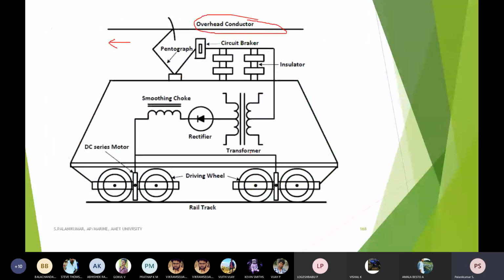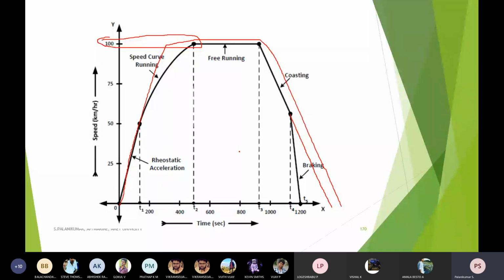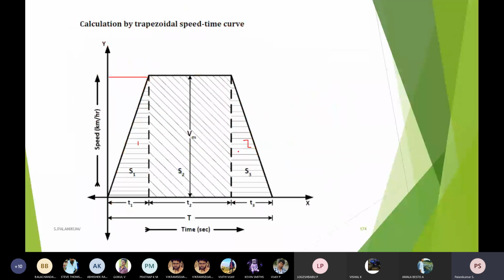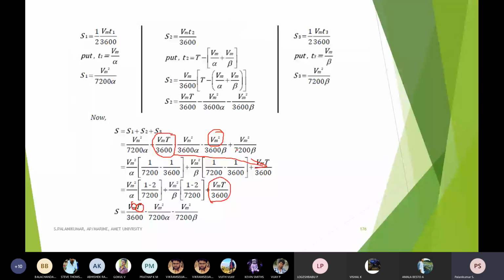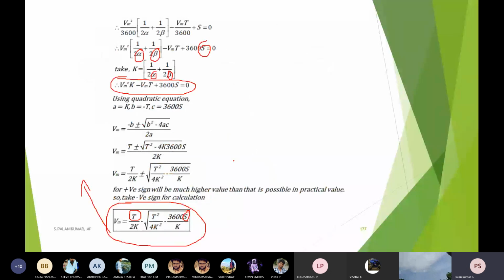This is the typical speed time curve of any train services. I have derived it here only for the mainline services. You have to study the urban and suburban line services also. What will be the corresponding equation? Is there any clarification?